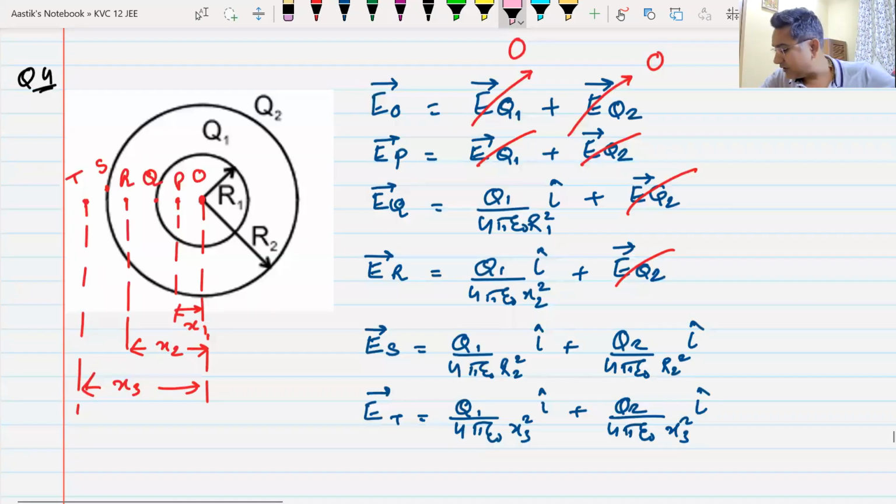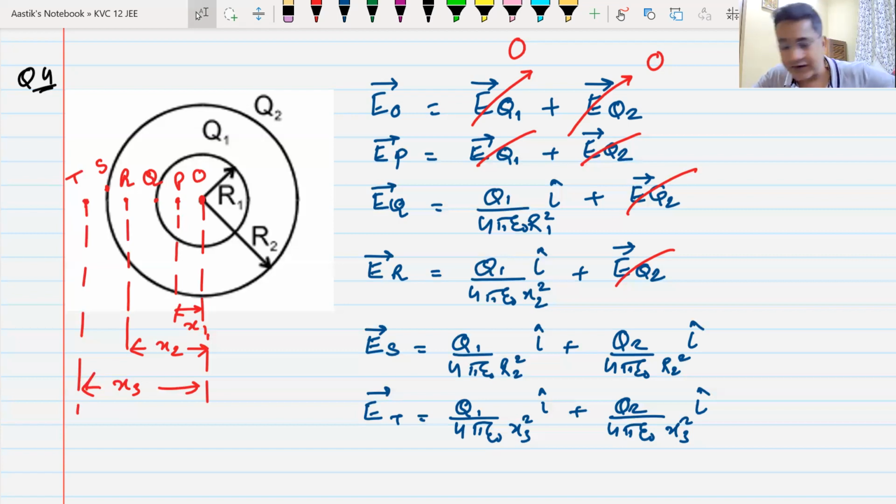Completed. Then there was this very simple question, which everyone I think could do. I had two spherical shells having radius R1 and R2, charges Q1 and Q2. And I had made six points where you had to find the electric field. Point O was the center, P was inside the first shell, Q was on the surface of the first shell, R was between the first and the second, S was on the surface of the second, and T was outside the second shell. You had to find the electric field at the points O, P, Q, R, S, T.